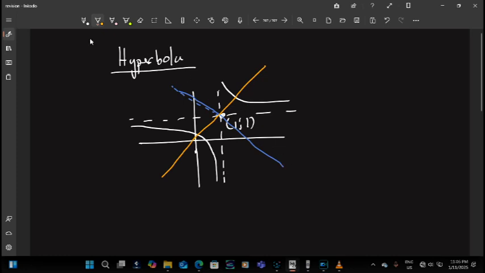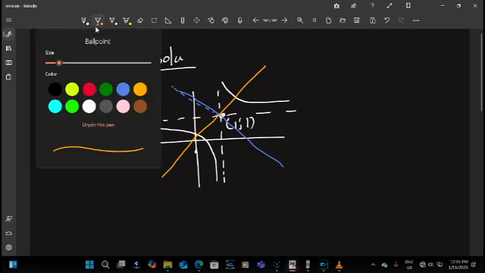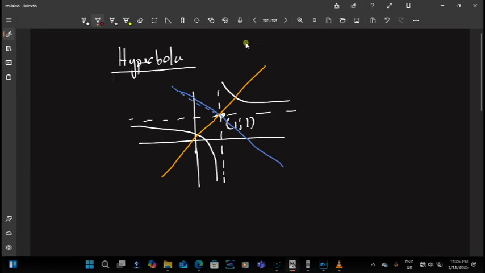The one that is going up will have a gradient of 1. The one that is going down will have a gradient of minus 1. And one thing to know is that the equations of these two lines of symmetry are perpendicular to each other. So if one has a gradient of 1, the other one will have a gradient of -1, because if two lines are perpendicular to each other, then the product of their gradients is equal to -1.